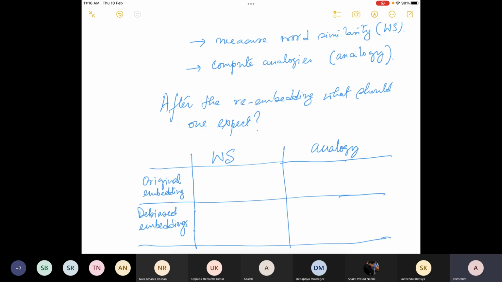So these were standard data sets that they took, and they measured the performance. With the original embedding, it was 54.5. With the debiased embedding, this was 54.1. With the original embedding, it was 57.0. With the debiased embedding, it was again 57.0. So what do you see?